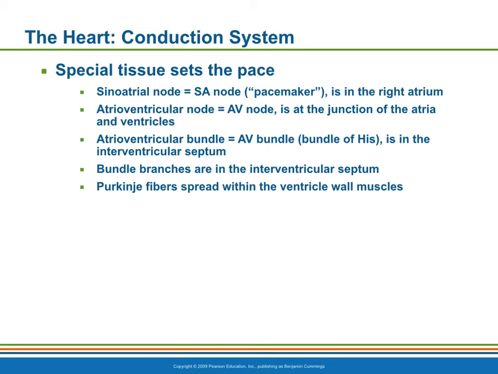Now, the most important part of the intrinsic conduction system is called the sinoatrial node, also called the pacemaker, located in the right atrium. Other components include the atrioventricular node at the junction of the atria and the ventricles, the atrioventricular bundle, and the right and left bundle branches located in the interventricular septum. And finally, the Purkinje fibers, which spread within the muscle of the ventricle walls.